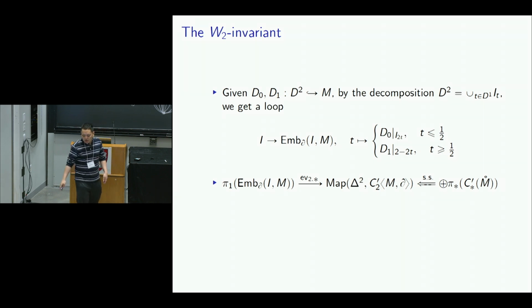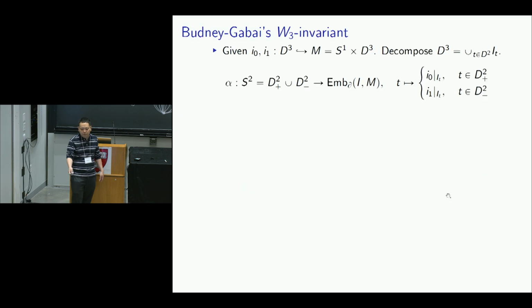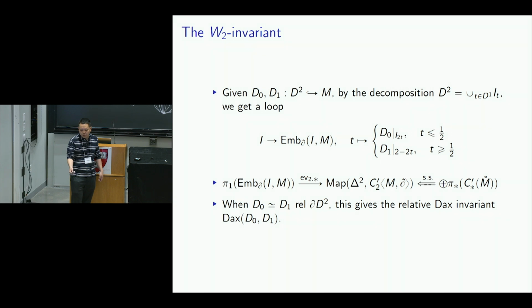Sorry, I missed this pi 1. There should be pi 1 here, pi 1 of the mapping space of this. And this pi 1 can be computed using a spectral sequence from the homotopy groups of the configuration space. When these two disks are homotopic to each other, one can study the spectral sequence and redefine the Dax invariant, which essentially comes from this spectral sequence.